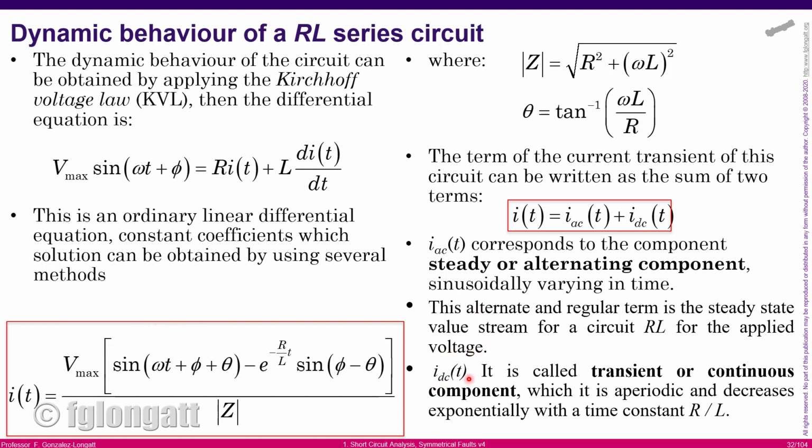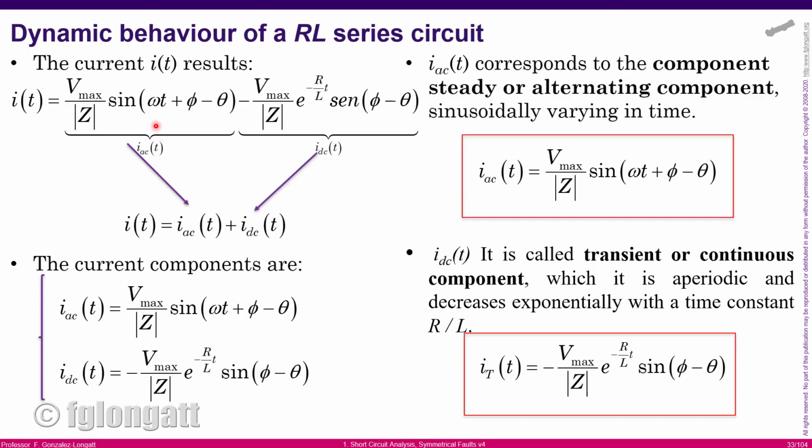On the other hand, we have the second component, which we call the DC component. The DC component, or transient component, or in some books continuous component, is an exponential that is trying to go to zero, and the time constant is related to the resistance and the inductance inside the circuit. Coming here, you can see there are two terms. One that we call the steady state term, coming from this sine wave, and the second one that we call the transient component, coming from the exponential over here, okay?